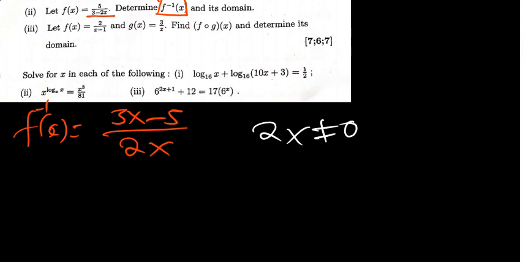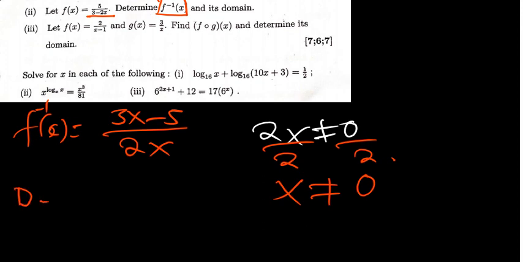So we divide both sides by 2. X is not going to be equal to 0. So the domain is going to be x such that x is not equal to 0, but x is a member of all real numbers.